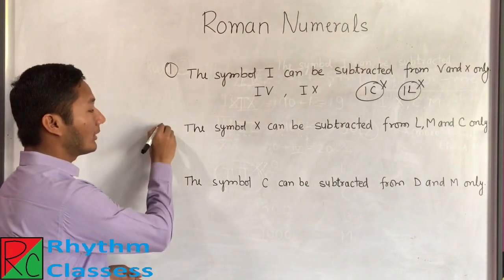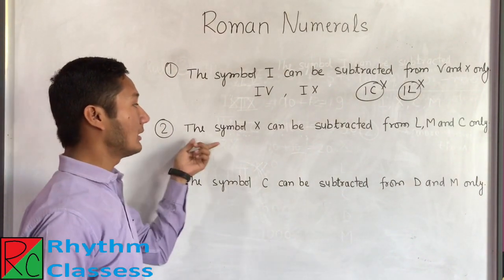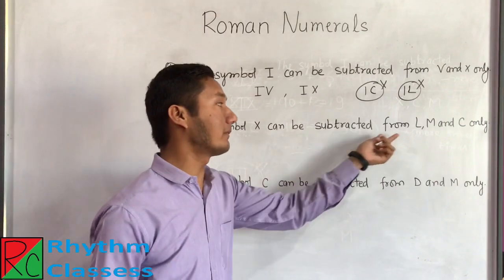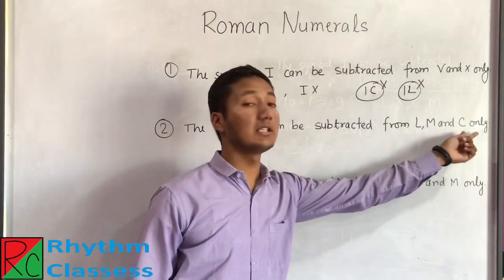The caution number 2 is the symbol X can be subtracted from L, M and C only.